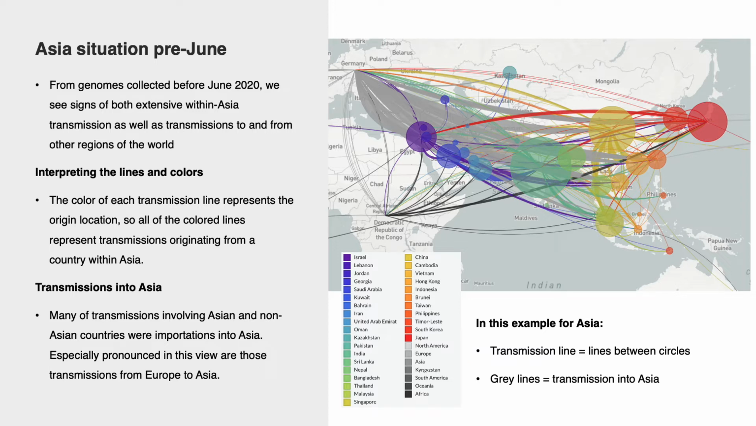This shows that many of the transmissions involving Asian and non-Asian countries were importations into Asia. Especially pronounced in this view are those transmissions from Europe to Asia. Though the lines seem to come from Germany, this point represents all of Europe. However, we must be cautious about how we interpret these inferred transmissions, as sampling biases can play a large role, and we have many more samples from Europe than anywhere else.